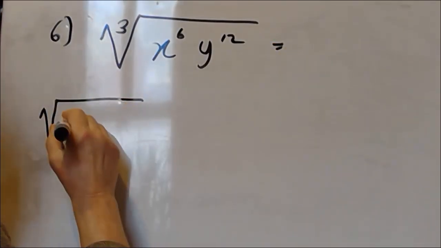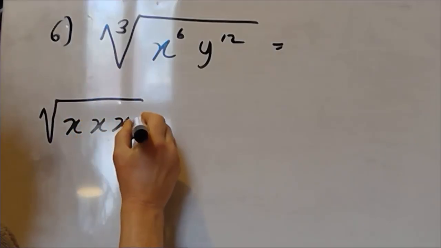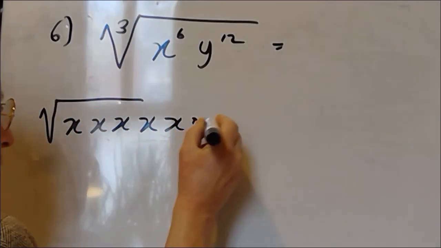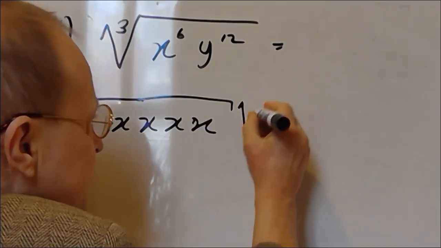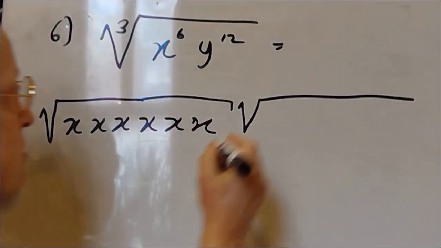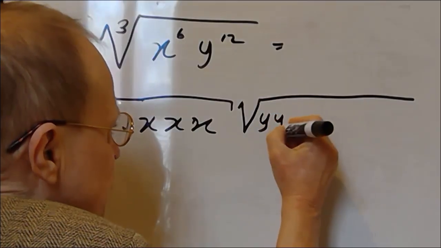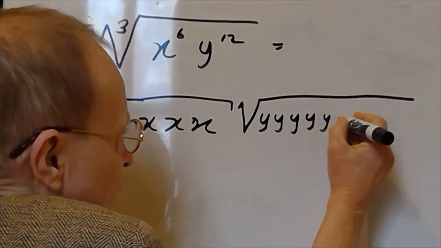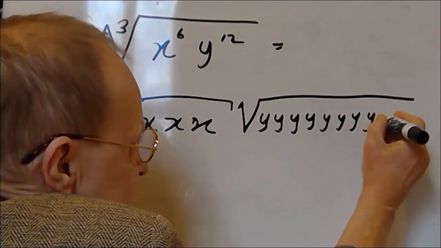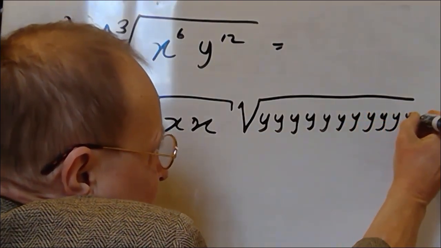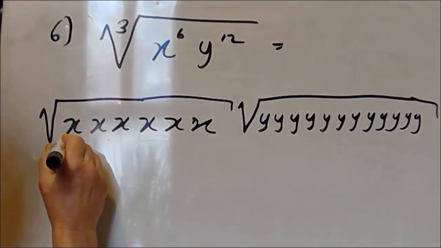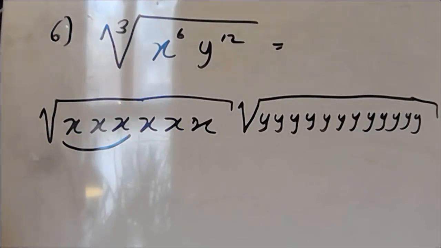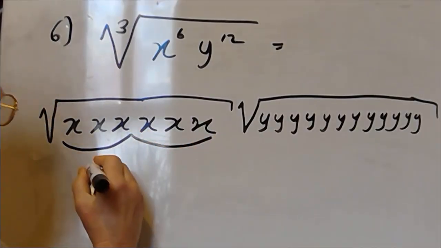So we're going to do x, 2, 3, 4, 5, 6. And then we're going to do y to the 12th. 1, 2, 3, 4, 5, 6, 7, 8, 9, 10, 11, 12. Okay, just barely fitted. So now, because this is a 3, instead of gathering them up in groups of 2, we're going to gather them up in groups of 3.